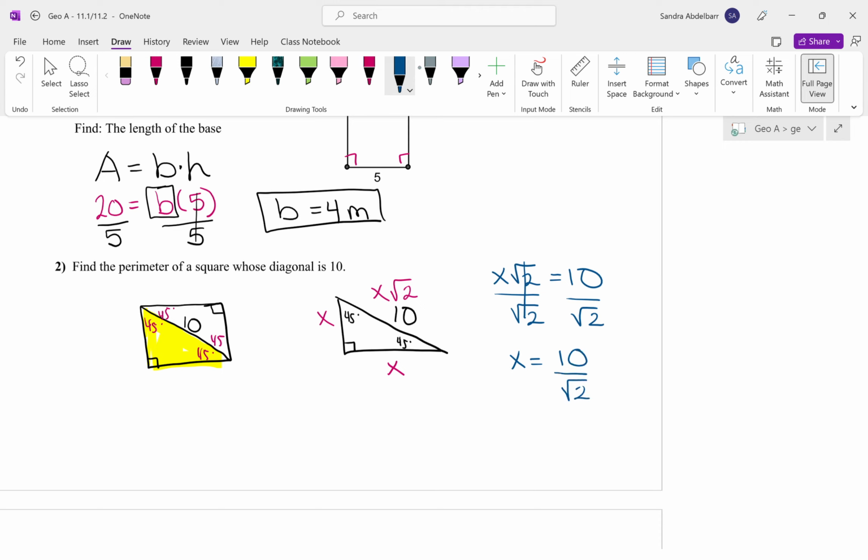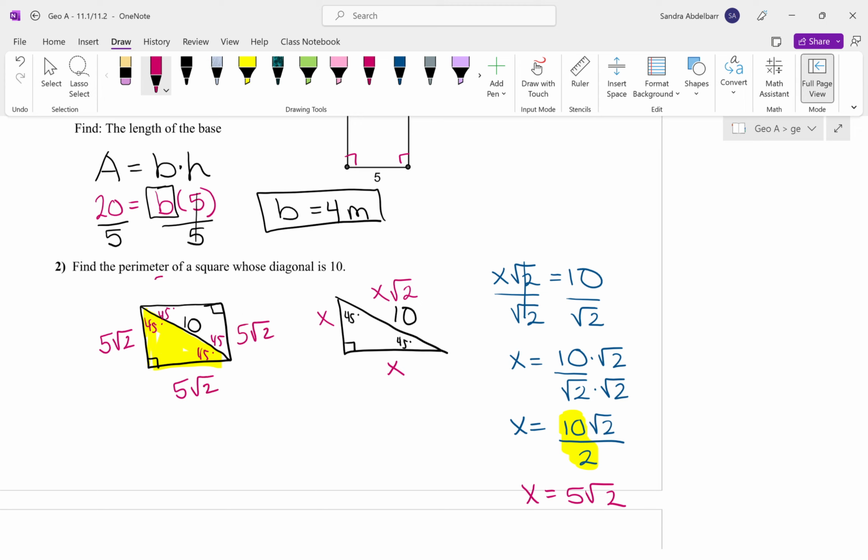X equals 10 over root 2. Can I leave a radical in the denominator? No. Then we multiply top and bottom by root 2. So x will equal 10 root 2 over what? Whole number 2. Now we simplify the two whole numbers. 10 divided by 2 is 5. So one side of the square is 5 root 2, which means what for all the sides? They're all 5 root 2 because they're all congruent. Can we now find the perimeter? Yeah, the perimeter is going to be 20 root 2.